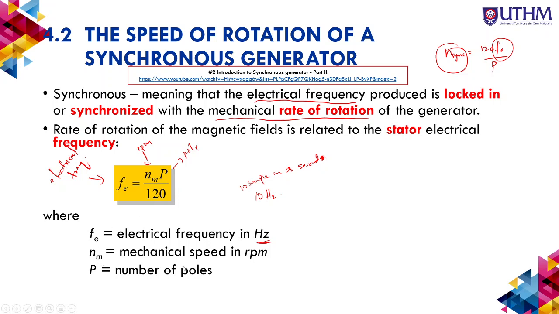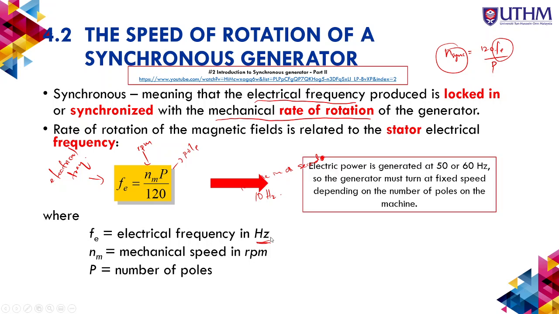So this is the mechanical, is RPM. So now try to imagine. To generate 50 or 60 hertz, the generator must turn at fixed speed, depending on the number of poles on the machine. So we need to remember that we want to generate power based on the frequency. So frequency also we need to consider.